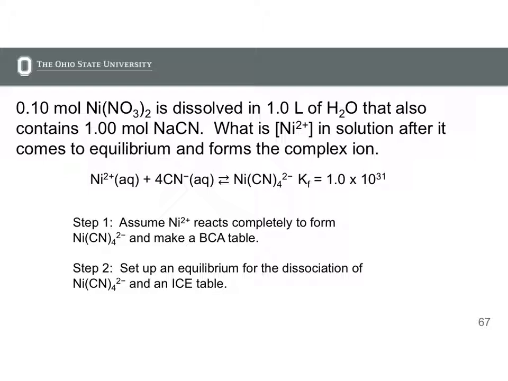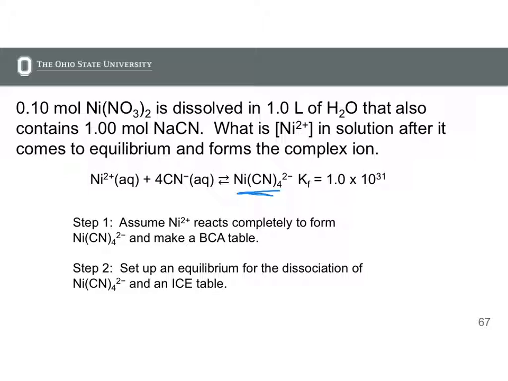So let's start doing some problems, because these are pretty challenging. We're going to take 0.1 molar nickel nitrate. Nitrates are soluble. We're going to dissolve that in 1 liter of water that also contains 1 mole of sodium cyanide. What is the concentration of nickel in solution after it comes to equilibrium and forms this complex ion?